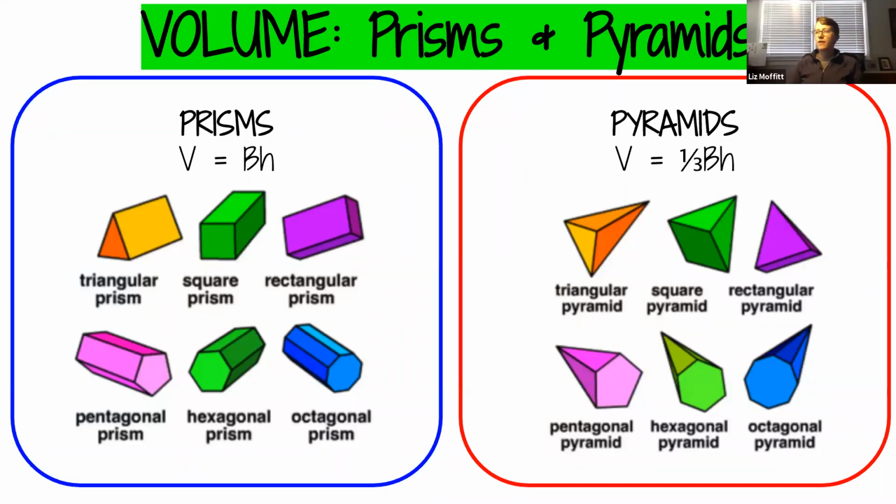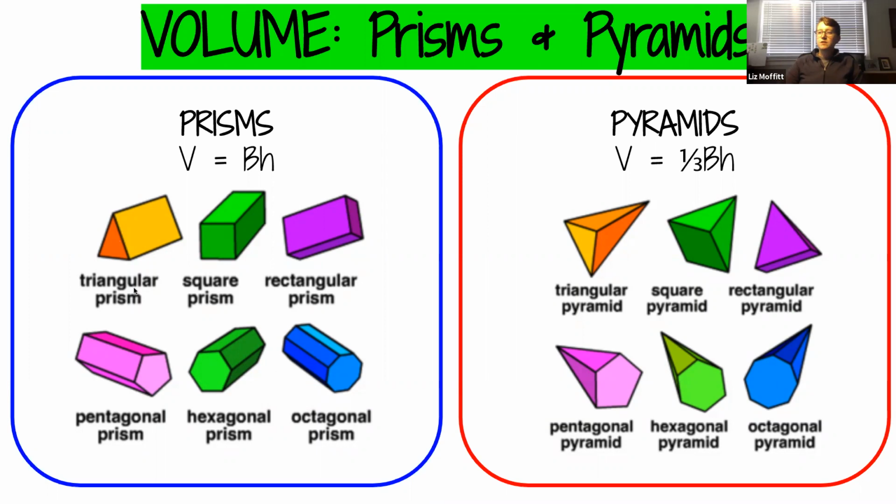This video is about the volume formulas for prisms and pyramids. You can see here some examples of both prisms and pyramids. What you might notice is the prisms and pyramids all get their names from the shape of their base. For example, a triangular prism has a triangular base. A rectangular pyramid has a rectangular base. So that's how we decide how these shapes are named.